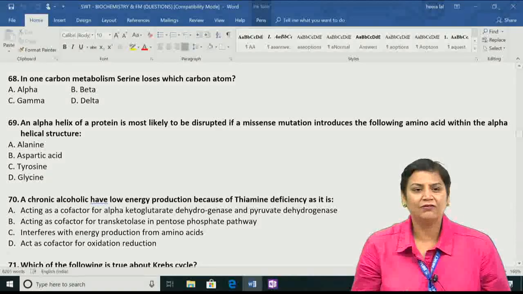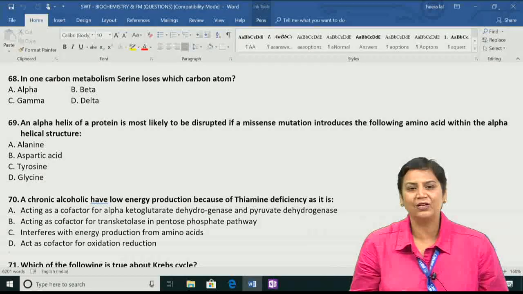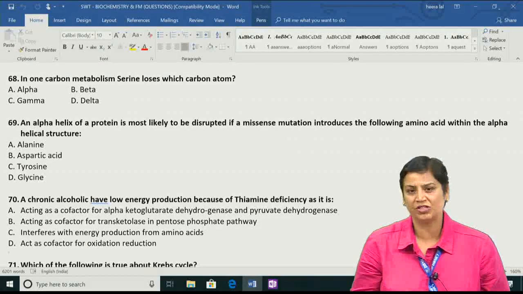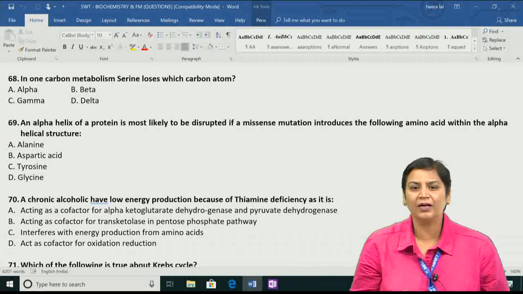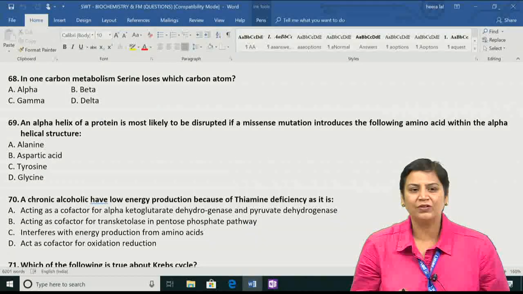Then, the alpha helix of a protein is most likely to be disrupted if a missense mutation introduces which of the following amino acids within the alpha helical structure. The amino acids are alanine, aspartic acid, tyrosine and glycine. Out of these, glycine is the simplest amino acid, but whenever it is present in the alpha helix, it is going to disrupt it, because it has a very simple structure. It is optically inactive also.